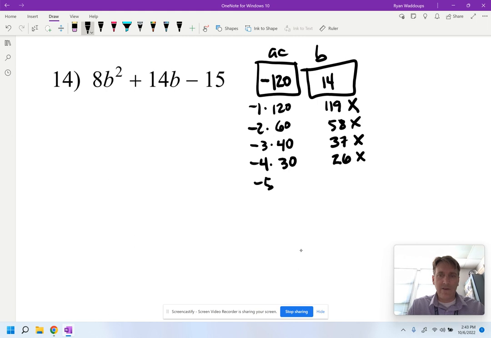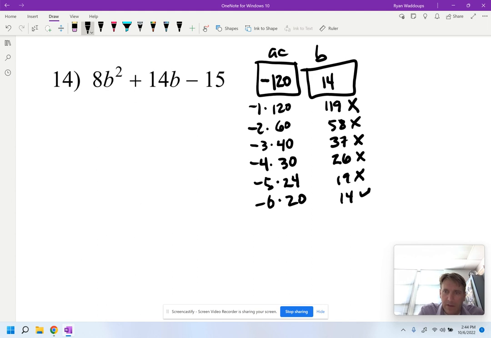Negative 5 times 24. Double check that. 5 times 24, yeah, that's 120. Negative 5 and 24 added together is 19. Still not it. We are getting closer as we inch down. So negative 6 times 20 is negative 120, and negative 6 plus 20 is 14. So we found them. Those are the numbers, negative 6 and 20.